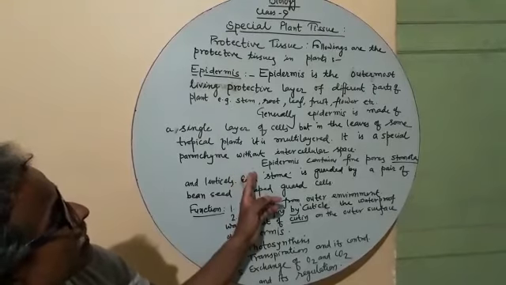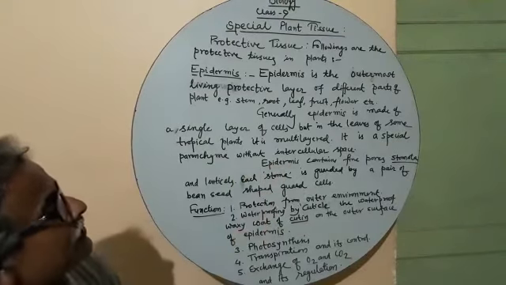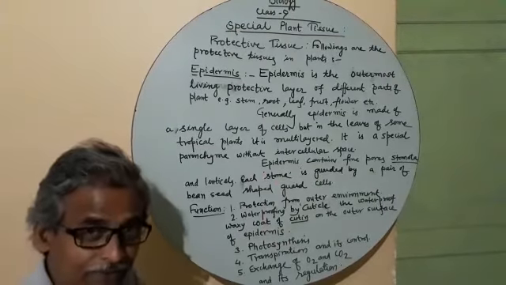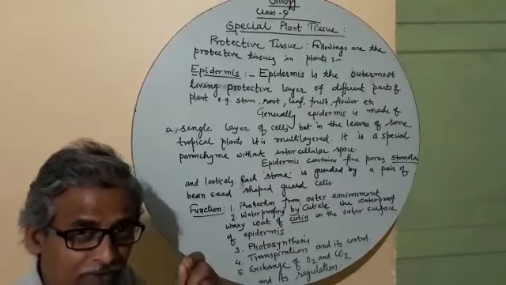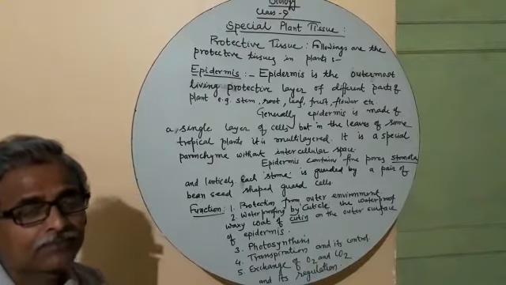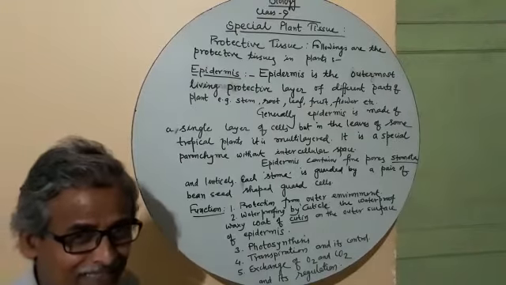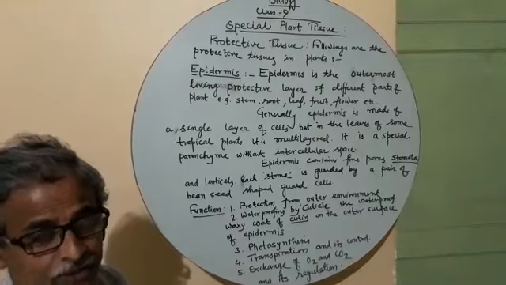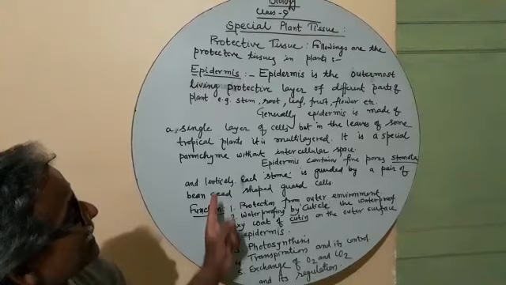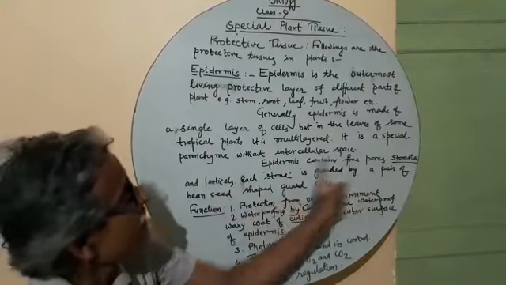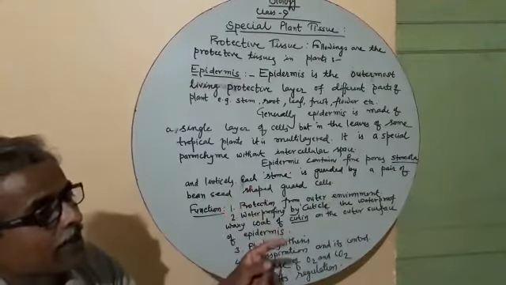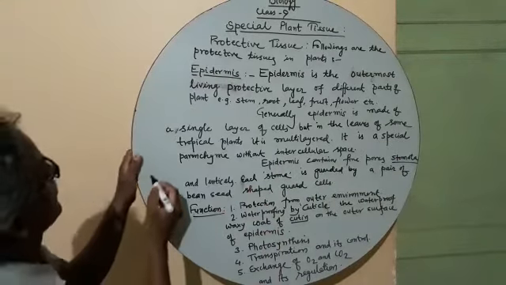Epidermis contains very fine pores. Generally we find such pores which are called stomata, and in some parts there are lenticels. These are also found. Each stoma, stoma is the singular of stomata, has two guard cells.